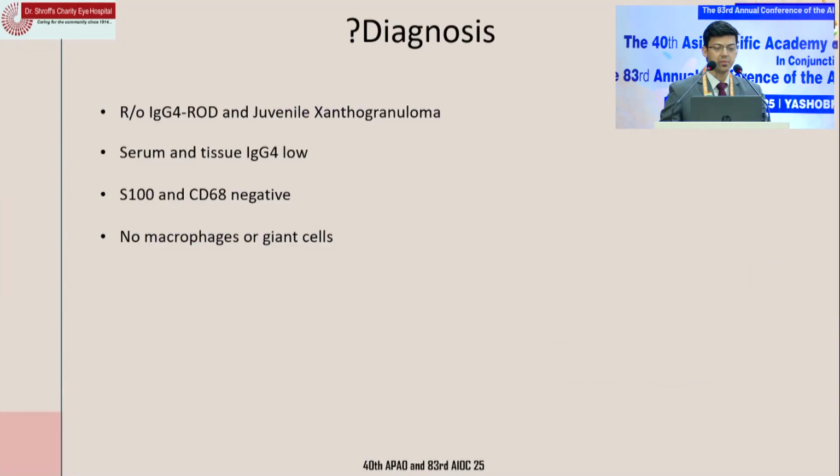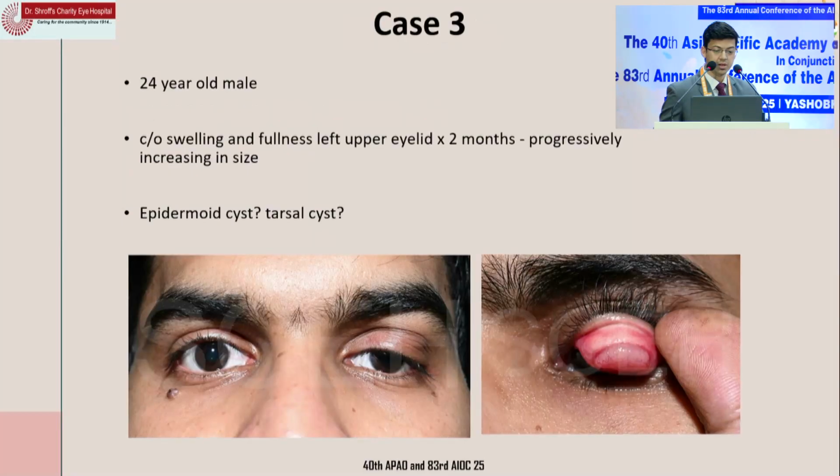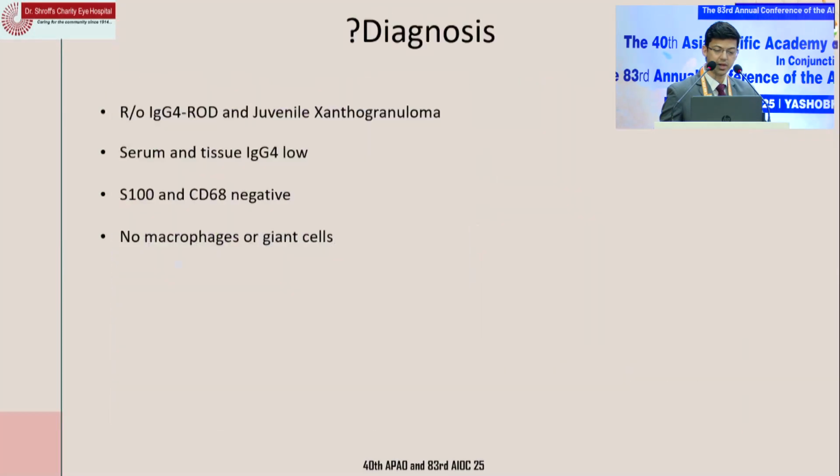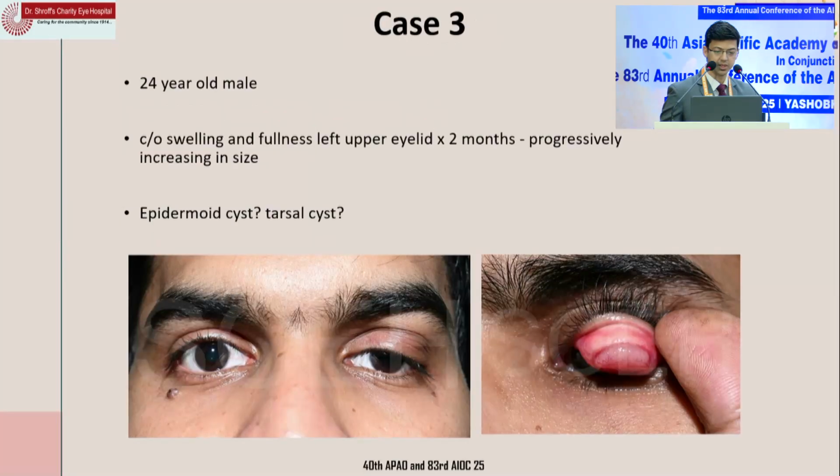So multiple diagnoses were kept in mind. IgG4 was again considered along with xanthogranuloma. But the serum and tissue IgG4 levels were low and markers for histiocytes were negative. There were no macrophages also to support xanthogranuloma. So a final diagnosis of intraocular IOID was made and no further treatment was done for this patient.